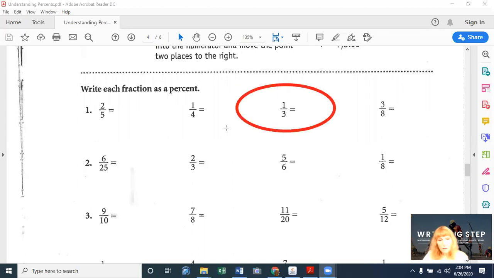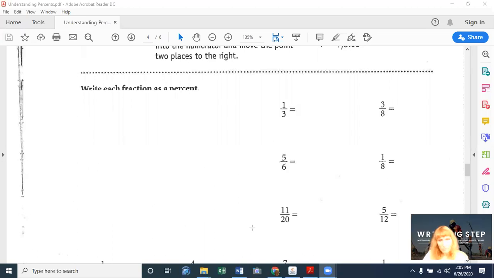Now notice that if I were to multiply 1/3 times 100, that's not going to cancel out really easily, is it? 3 won't go evenly into 100, so there's nothing I can really cancel. So instead, I'm going to use the second method. When I see that there isn't something to cancel, I'll use the second method.